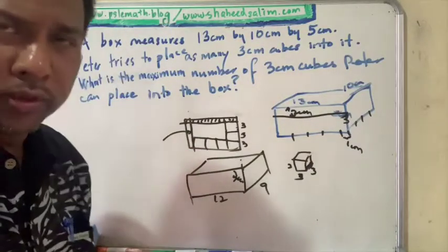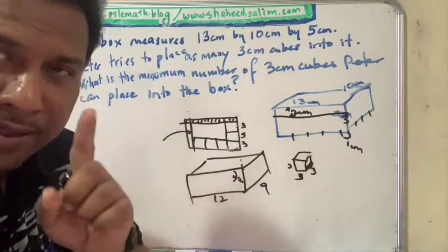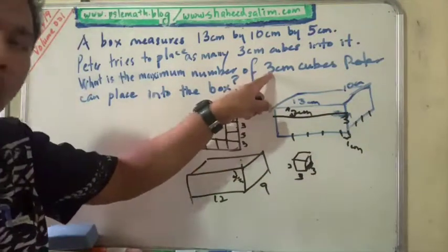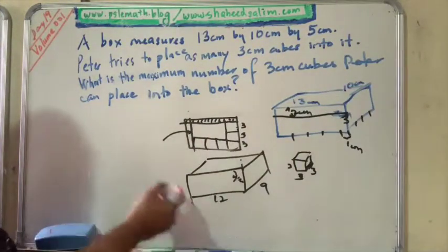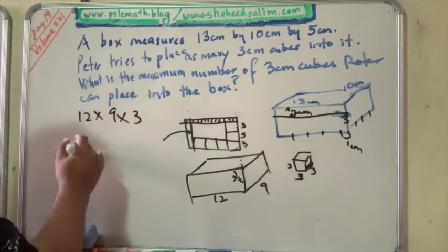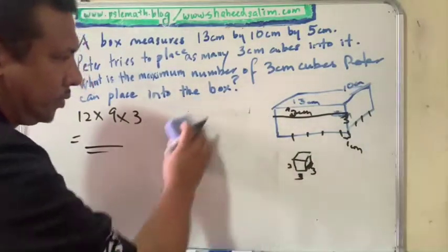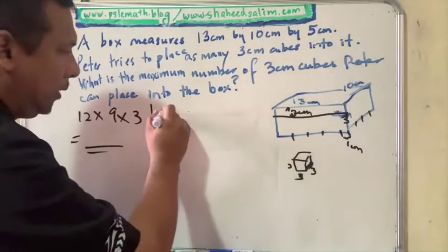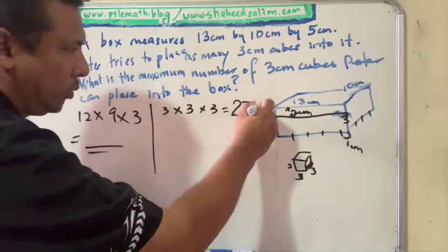So how do we do this question? Take the volume of the space in the box that you are using, and divide it by the volume of 1 3 cm cube. So let's do it. This is 12 times 9 times 3. And for the 3 cm cube, it is 3 times 3 times 3, which will give you 27 cm cube.